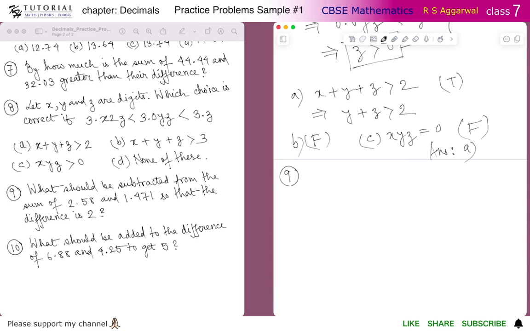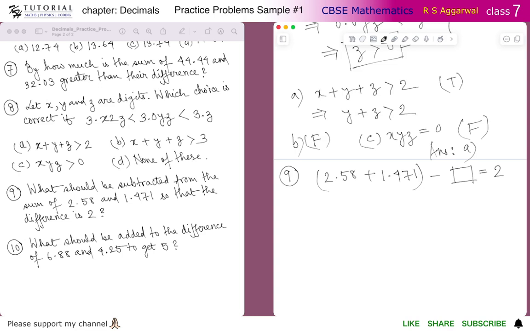What should be subtracted? This is a word problem. What should be subtracted from the sum of this and this so that the difference is this? So it is asking what should be subtracted from the sum. Okay, first write down the sum of 2.58 plus 1.471. This is the sum of the two numbers. It is asking what we should subtract from this sum. I am writing a box, and we have to solve for the box.